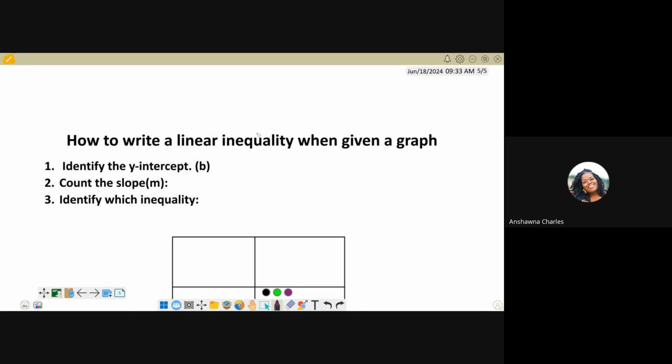So remember how to write a linear inequality when given a graph. Remember, it's going to be y equals mx plus b, because you're going to write the equation this time. This one time they're going to give you the graph, you're going to write the equation. So you need to identify your b, count the slope, and then identify which inequality you're going to use.